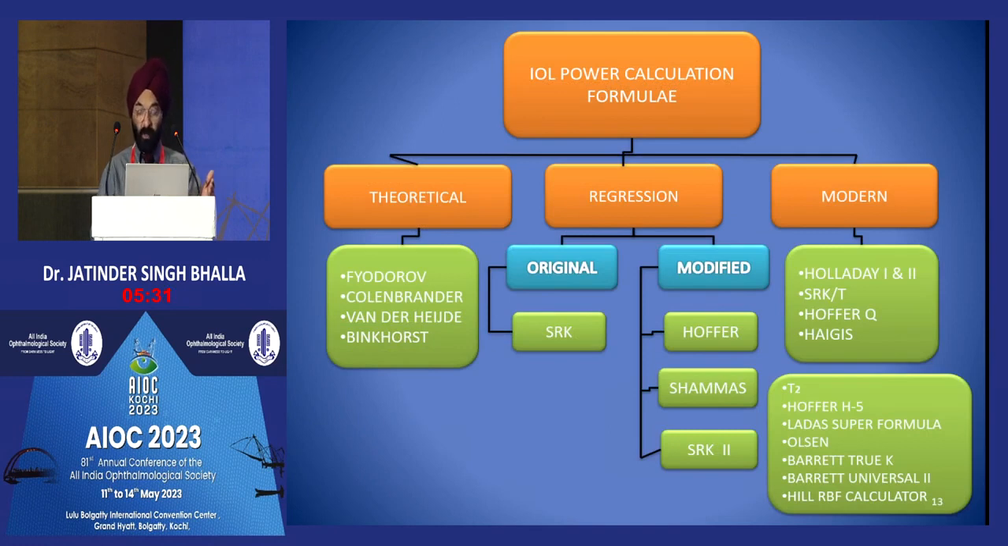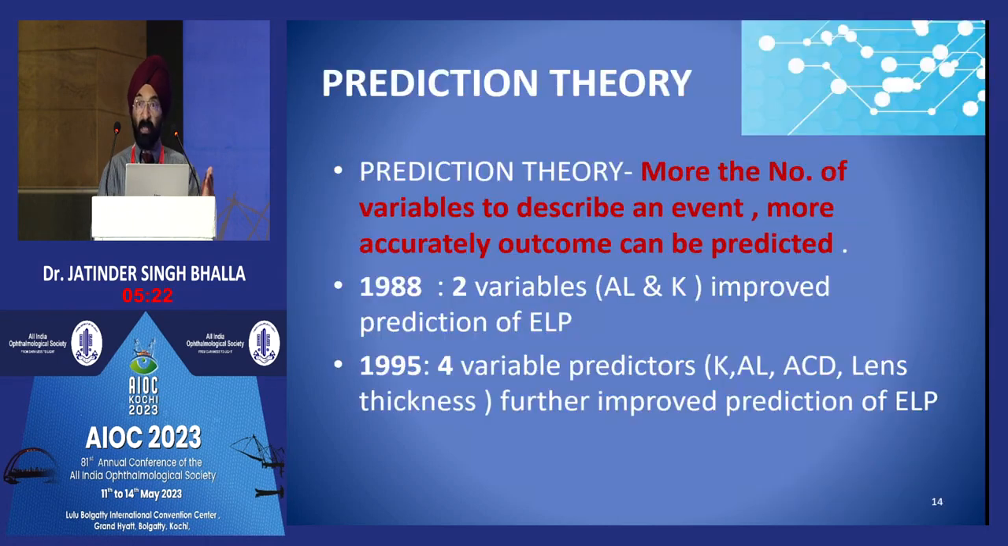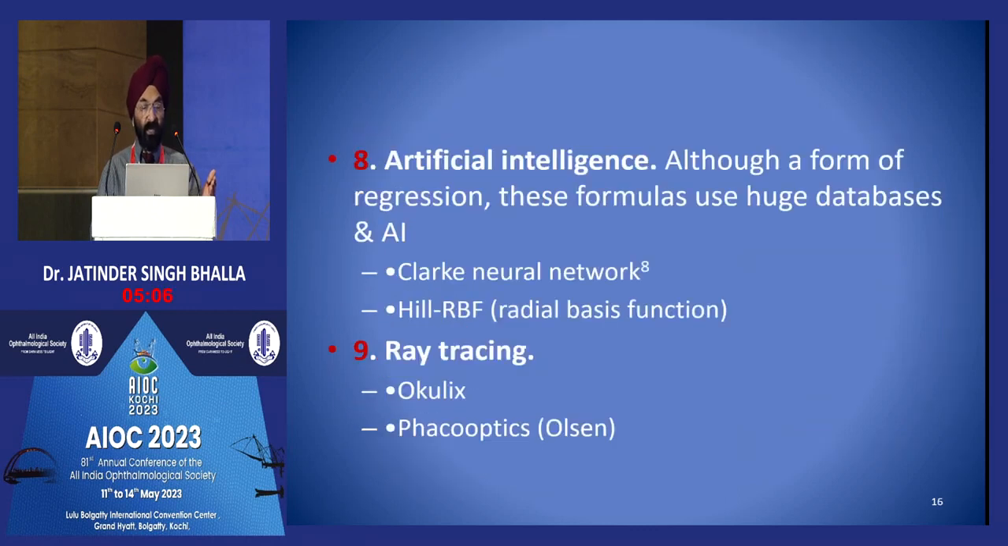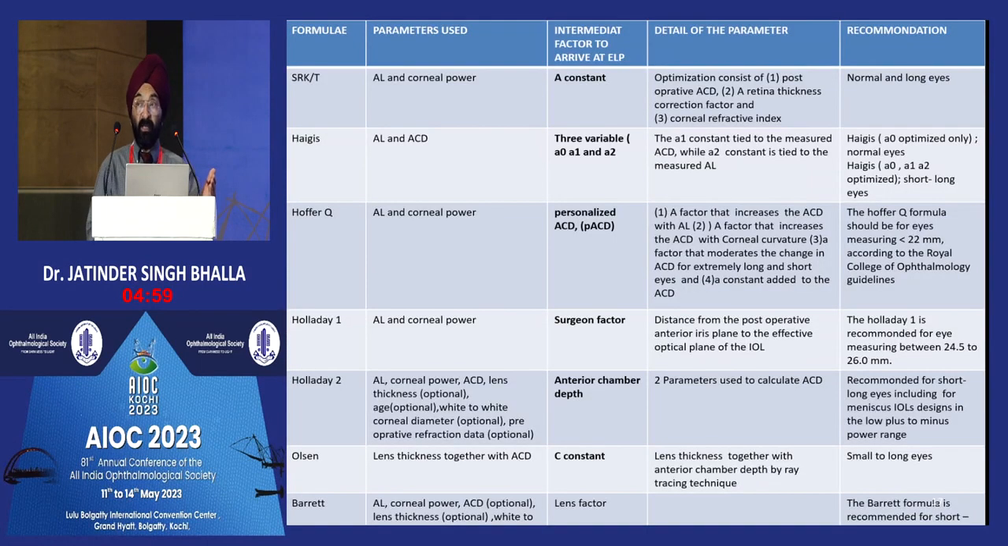I'm just going to enumerate the basic features of these newer formulas like Hoffer H5, Ladas, Olsen, Barrett, and Hill RBF calculator. Prediction theory says the more the number of variables to describe an event, the more accurately the outcome can be predicted. So we have moved on from 2 parameters in 1988 to 4 variables in Olsen, 5 in Barrett Universal 2, and 7 variables in Holladay 2. Artificial intelligence is utilized in Hill RBF and ray tracing in Oculus and Phaco Optics.